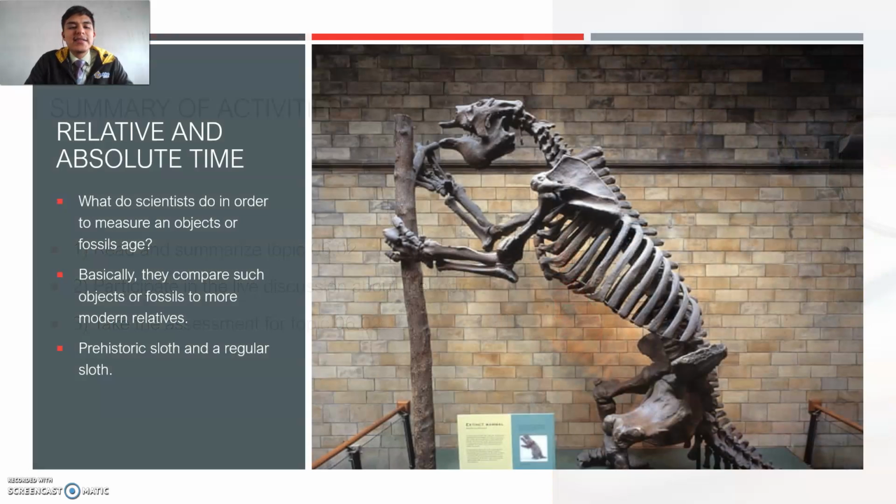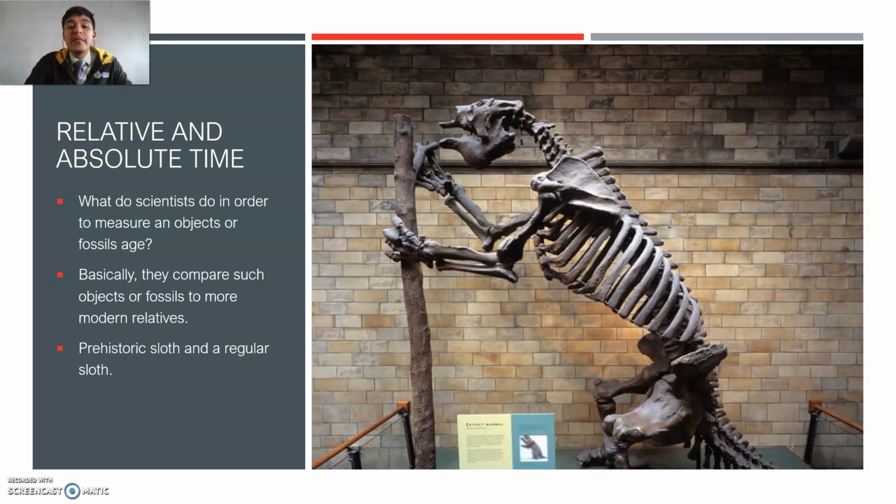All right, and let's start with our topic, which is relative and absolute time. So, first of all, we have a question. What do scientists do in order to measure an object's or fossil's age? For example, we have a fossil of a sloth. How can they determine when this specimen lived? So, basically, they compare such objects or fossils to more modern relatives.